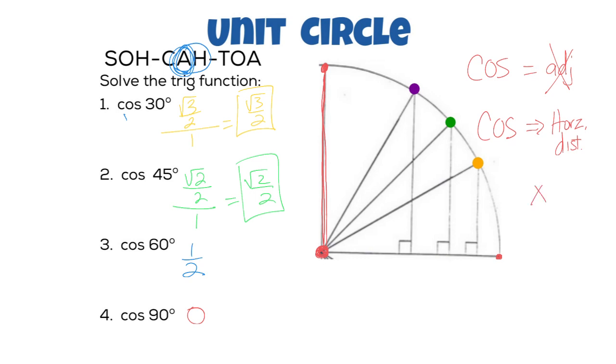I know it's feeling kind of confusing for a minute here. Hopefully it'll start to make sense. So it's the horizontal distance or it's the x coordinate. Another way to think of it. All right, I'm going to bail. Here we go. Let's move on.